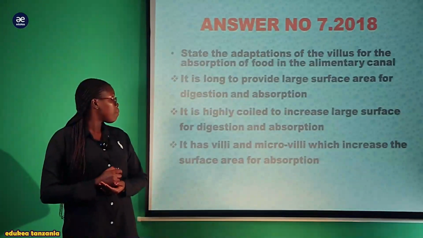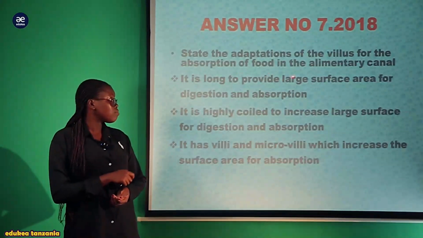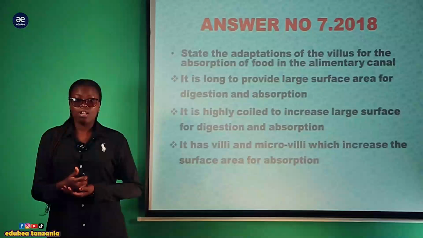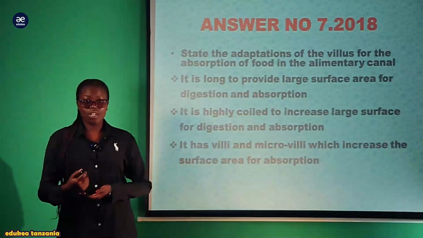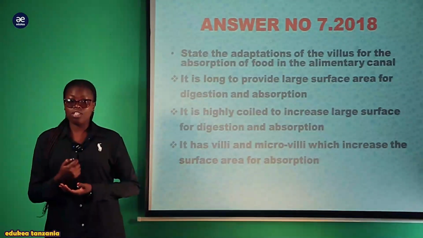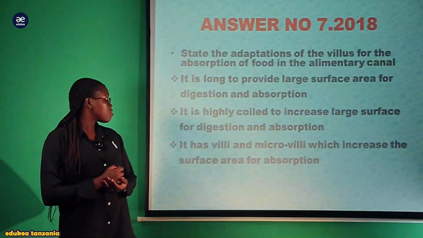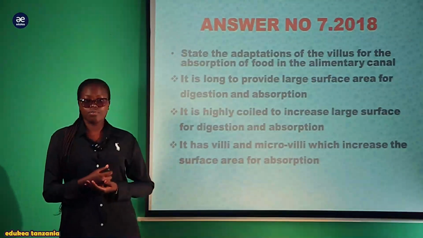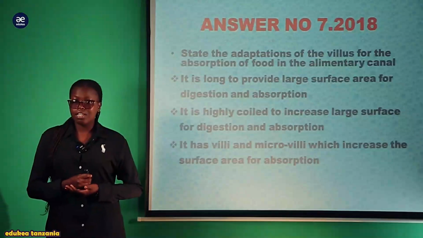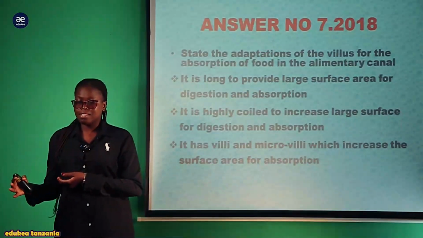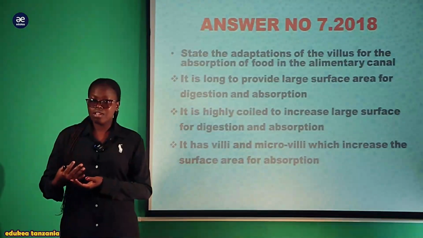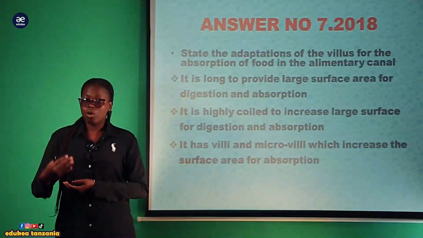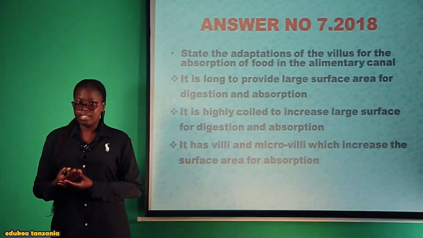The question number Roman B, you are needed to state the adaptation of the villus for the absorption of food in the alimentary canal. How does the villus adapt for the absorption of the food in the alimentary canal? So the first one, it is long to provide a surface area for digestion and absorption. The villus is highly long so as to increase the time for maximum and complete absorption of the food and digestion.